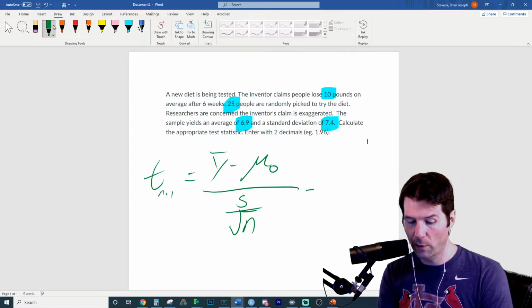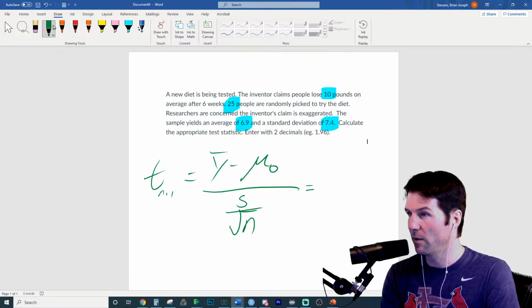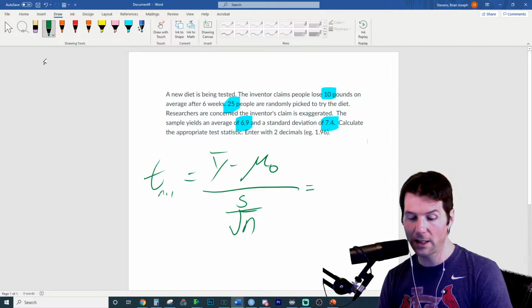So what are the 4 things on the screen? We need to find these values. So we need to find y bar. We need to find mu naught. Mu naught is the hypothesized value. This is whatever they're testing is equal to true.